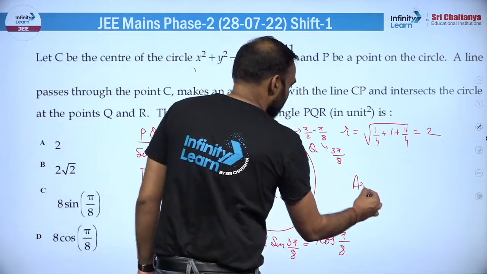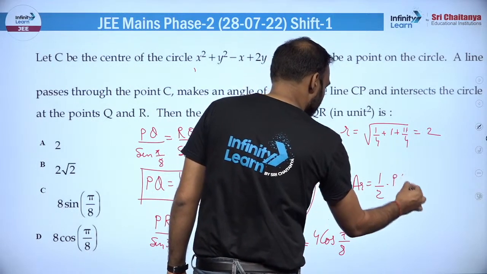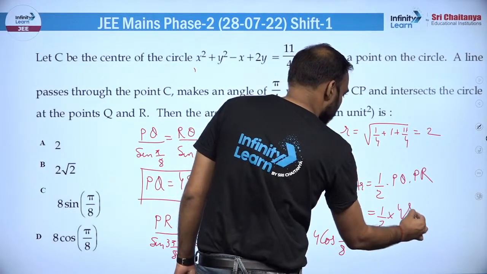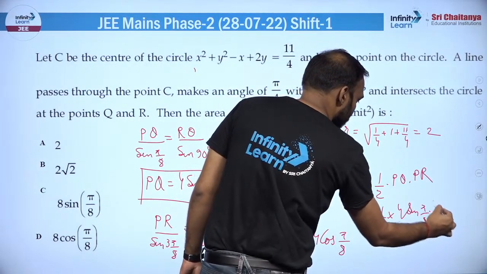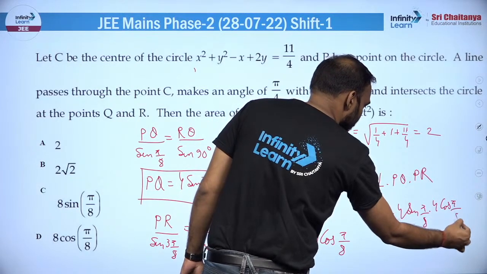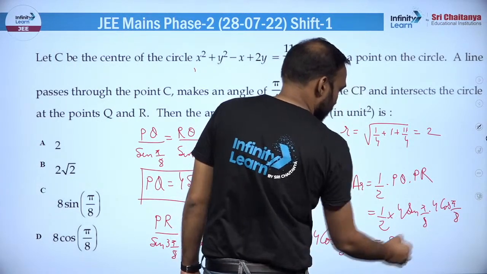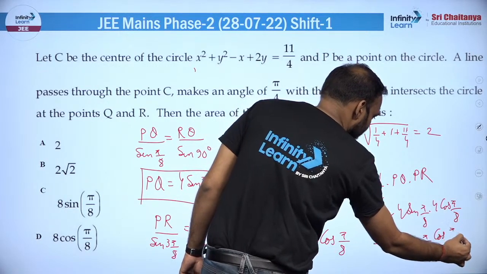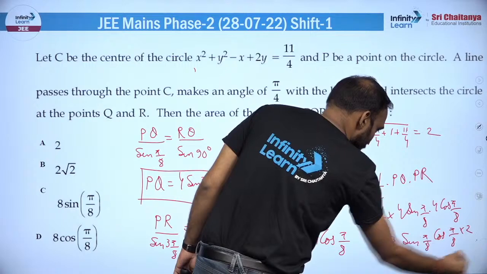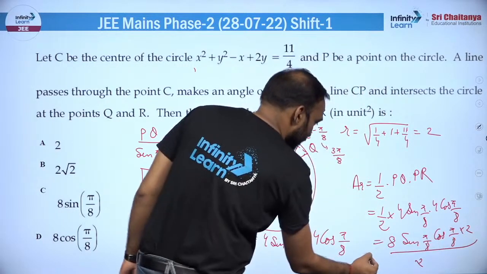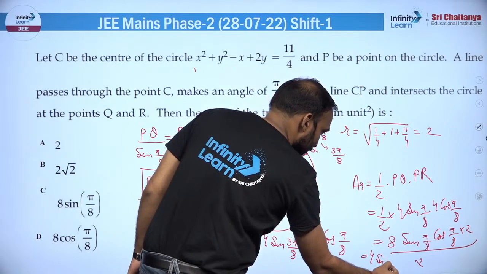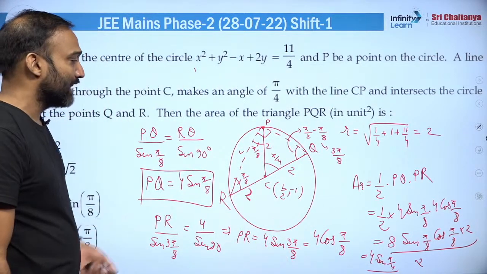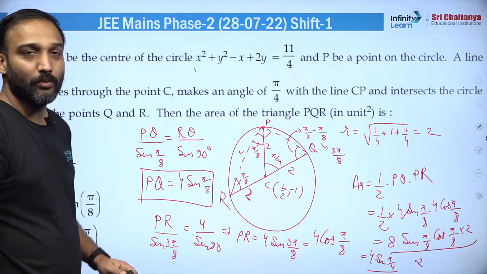What is my area? Area is half PQ into PR. So I'll have 1 by 2 into 4 sine pi by 8 into 4 cos pi by 8. So I'll have 8 sine pi by 8 cos pi by 8. Now sine A cos A, if I multiply by 2 and divide by 2, I can write this as sine 2A. So this becomes 4 sine pi by 4, and this is what my area is. So 4 sine pi by 4 is 2 root 2, right? The answer is option number B.